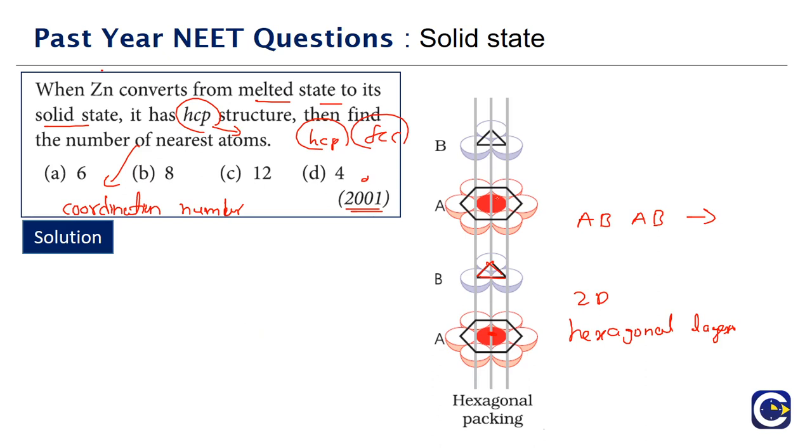If you observe this, consider a zinc atom, the one that is marked red. It is surrounded by 1, 2, 3, 4, 5, 6 atoms in the layer, 7, 8, 9, 3 in the layer above, and 10, 11, 12, 3 in the layer below. Totally, the nearest atoms surrounding a zinc will be 12, and that is what we call the coordination number. So the coordination number in a metallic HCP structure is 12.